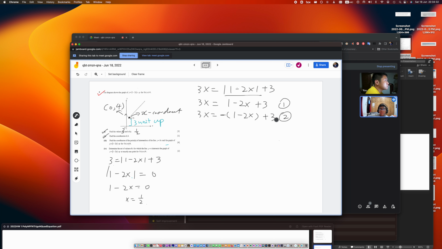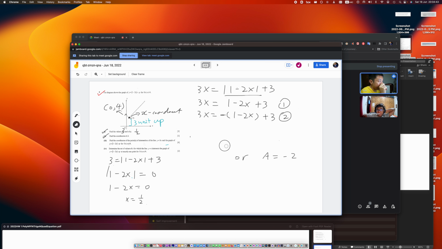Wait, how come there's a negative possibility? Very good. Did we not talk about absolute value? Absolute a here, it's 2, right? What can a be? It can be 2, or negative 2, right? Yeah, so same thing. So this can be 1 minus 2x, or it can be minus bracket. You understand me? Yeah, I get it. That's the reason why.